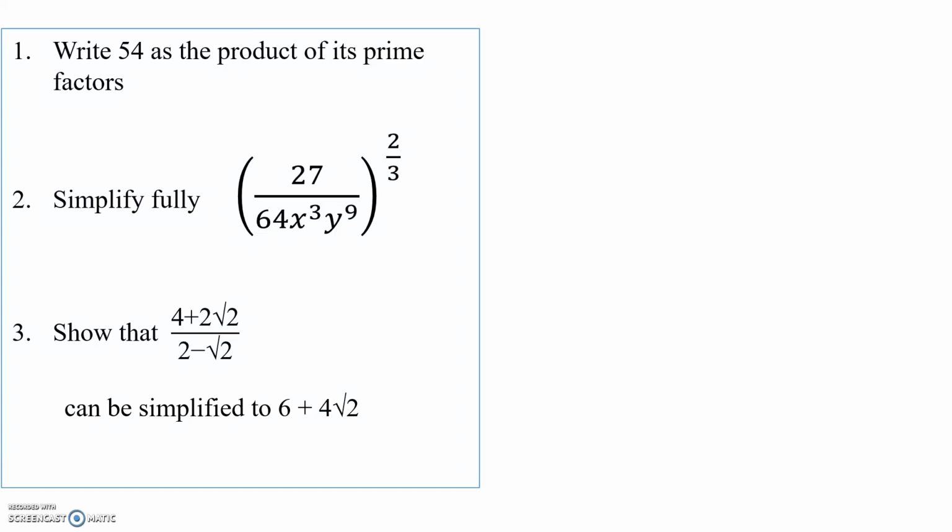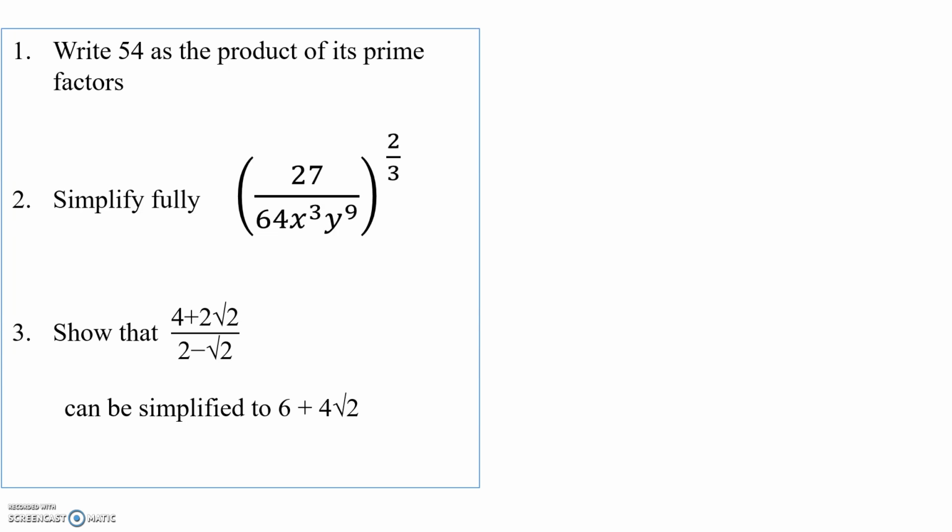Simplify fully, 27 over 64 x cubed y to the power of 9, all in brackets to the power of 2/3. So we need to know what that power of 2/3 is, how to deal with it, and how we deal with the fact that we've got a numerator and a denominator. First thing to know is that the power of 2/3 applies to the numerator and to the denominator, so we can treat them separately.